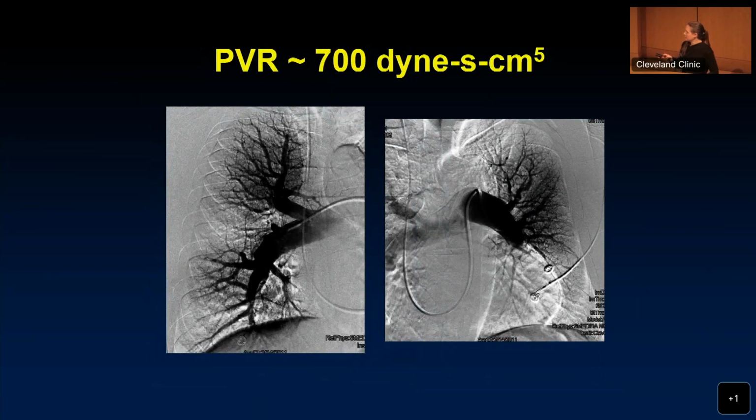Again, lots of proximal disease here with absence of blood flow further along, PVR that's in proportion to the areas of lung that aren't getting blood flow, should definitely go to surgery, should not wait to do anything else.